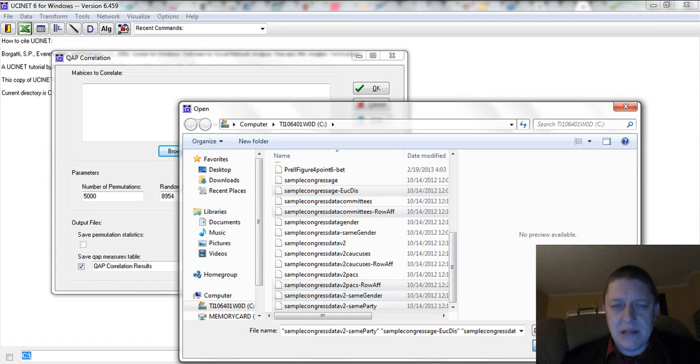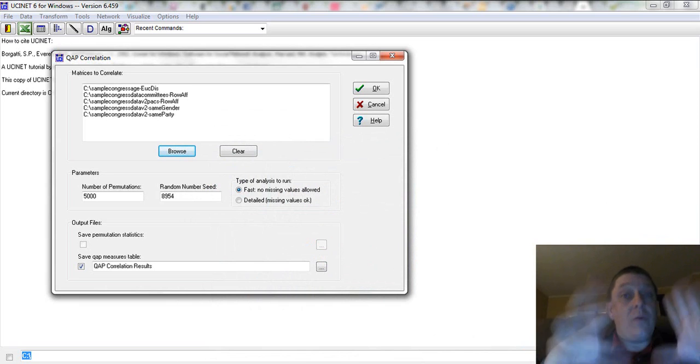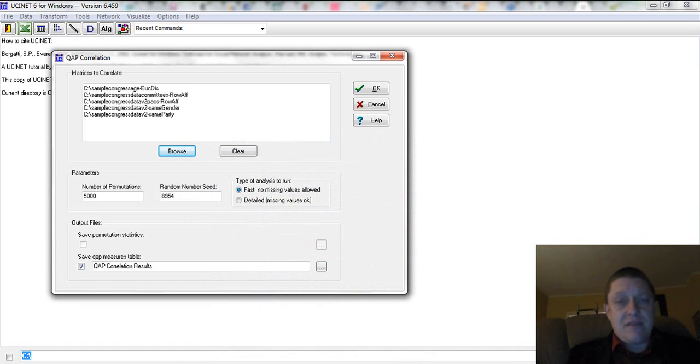Okay, I'm going to select them. Now they're loaded in here in the list of matrices to correlate. You could go back and browse and pick some more. Whenever you want to change things, you have to hit that clear button to start over again.